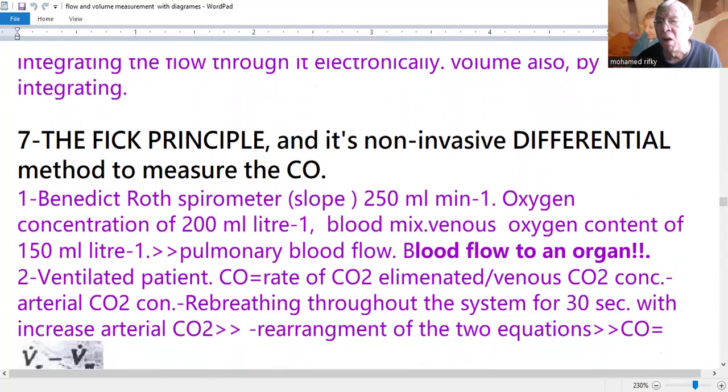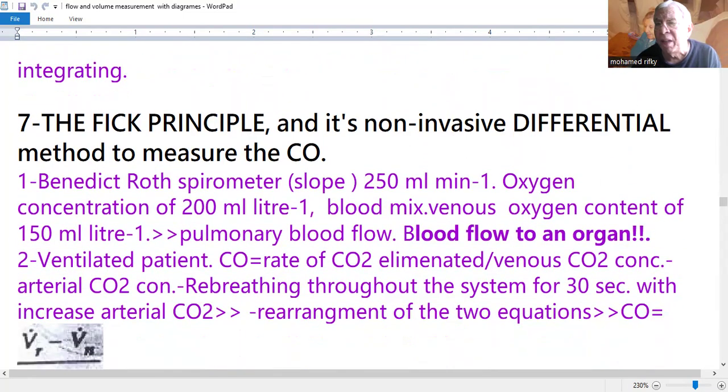The Fick principle of measuring the cardiac output depends upon the Benedict-Cross method, as we said before. This method can, from the slope, give the oxygen consumption. Of course, we can expire through this mouthpiece with an absorber to prevent rebreathing. So from this kymograph on the drum, we can estimate the oxygen consumption.